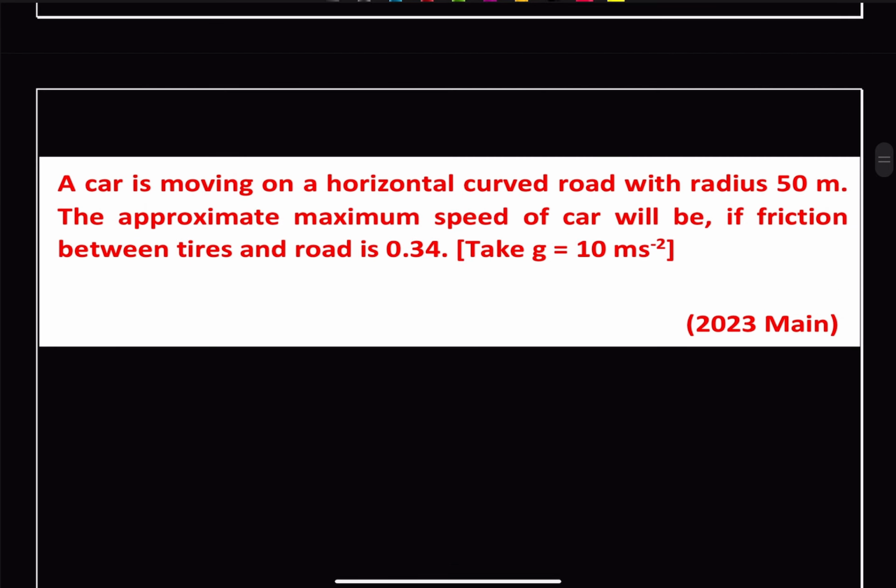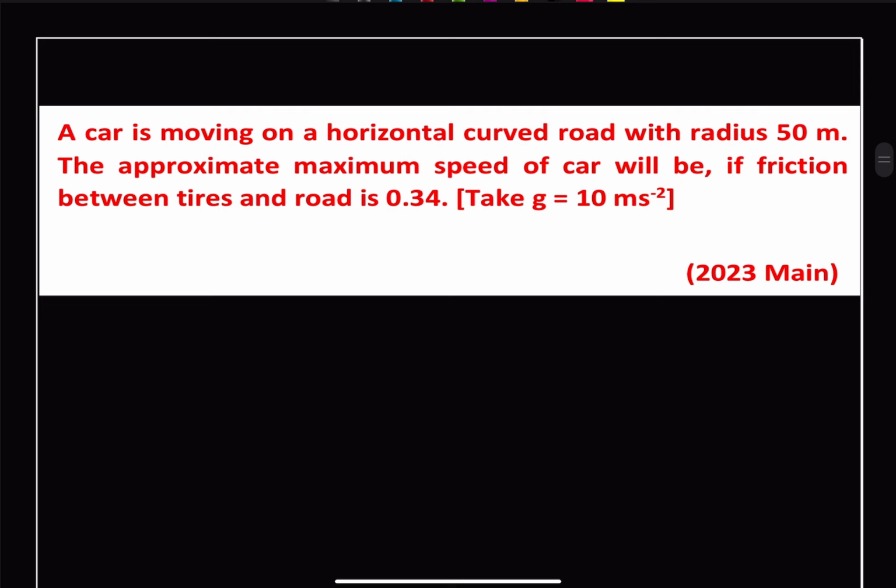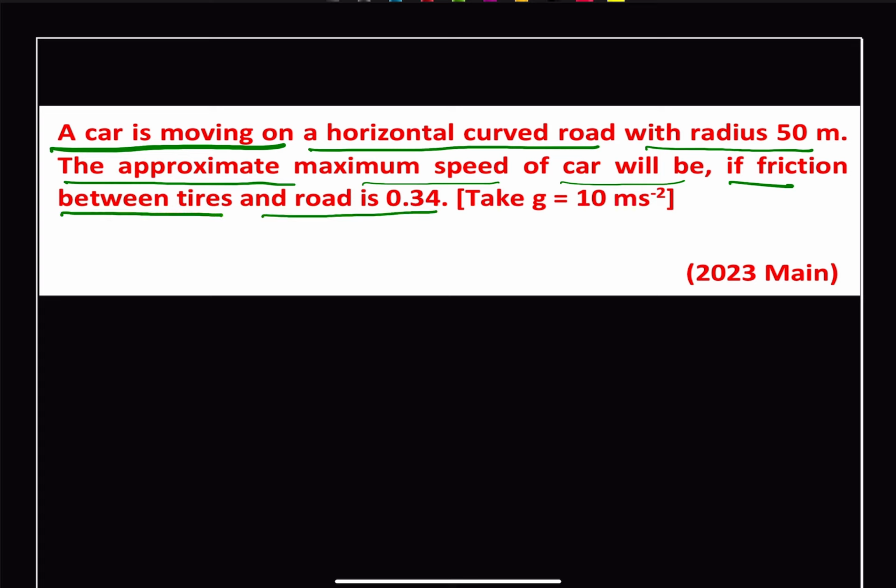It states that a car is moving on a horizontal curved road with a radius of 50 meters. The approximate maximum speed of the car will be, if the friction between the tires and the road is 0.34. Take g as 10. As the car is going to turn around the curved road, it will be the friction which is going to provide the necessary centripetal force.